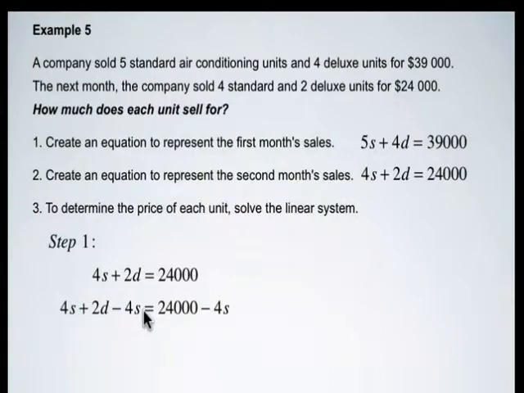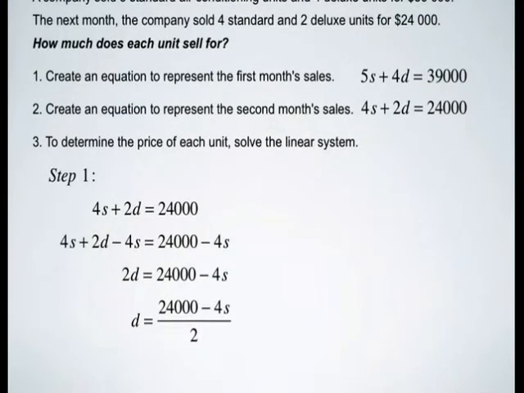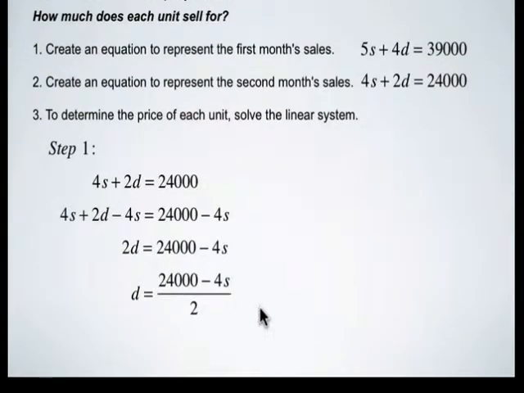So we're going to subtract 4S from both sides of the equation, and we end up with 2D is equal to 24,000 minus 4S. Next, we're going to divide both sides by 2 to isolate the D, and we're left with D is equal to 12,000 minus 2S. So we're done the first step.